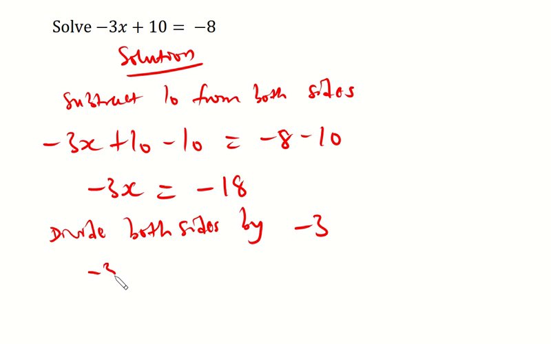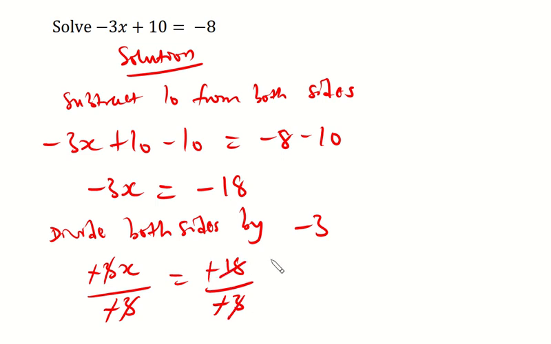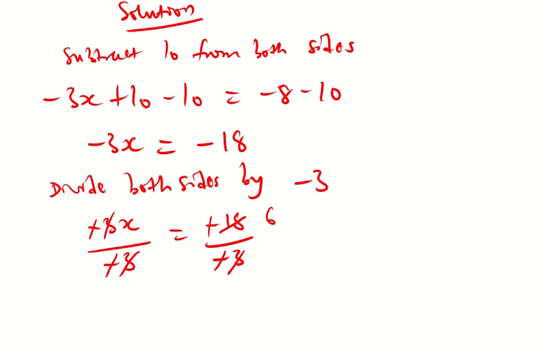So watch this now. This is what I'm going to have. All right, you see? Now the minus will cancel the minus, 3 will cancel 3. Now here again, minus will cancel minus. 3 into 18 is what? 6. So the value of x is equal to what? 6. I'll say therefore x is equal to 6. And that's the answer.